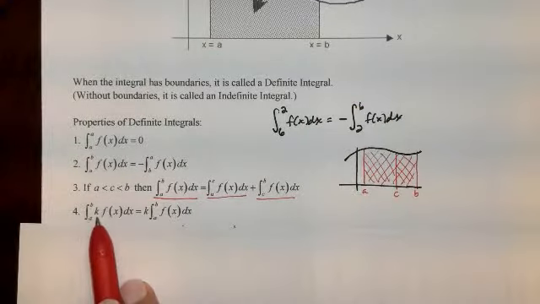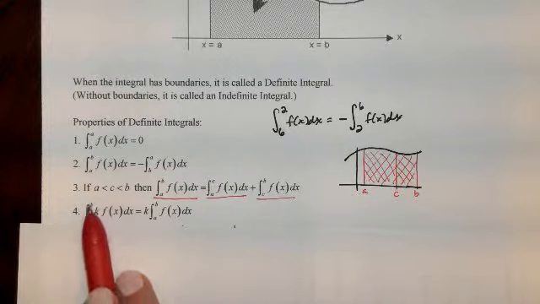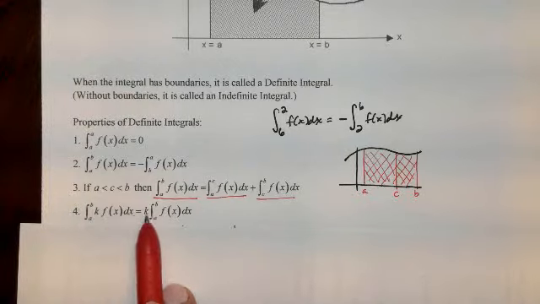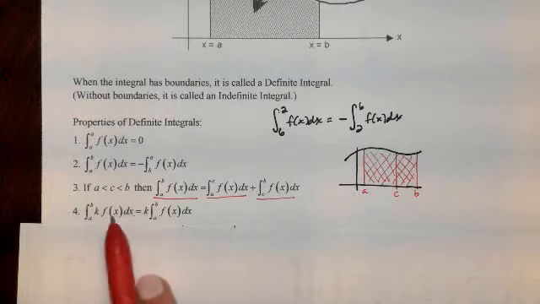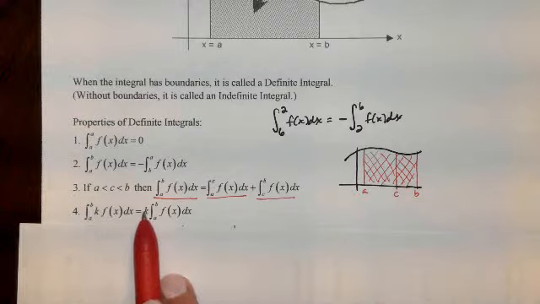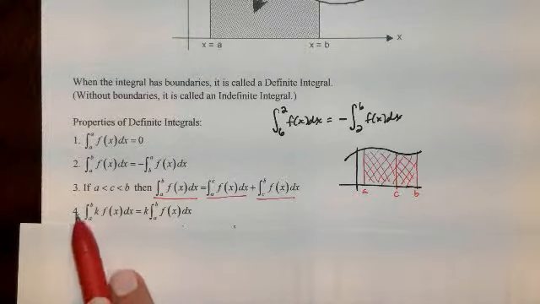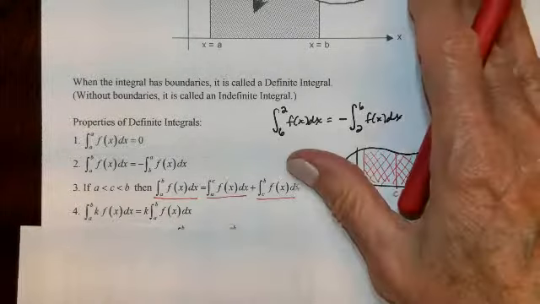This k is a constant, all right? So the integral of some constant times the function, dx, is equal to, we can pull that constant outside the integral, just like we could with a derivative. It works the same way. So we can take that constant and pull it outside the integral. That's a property.